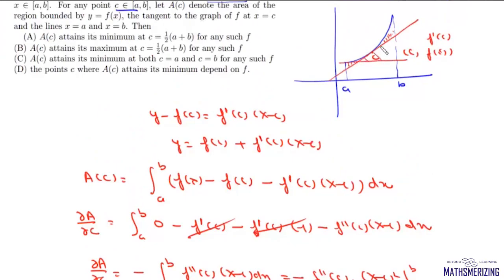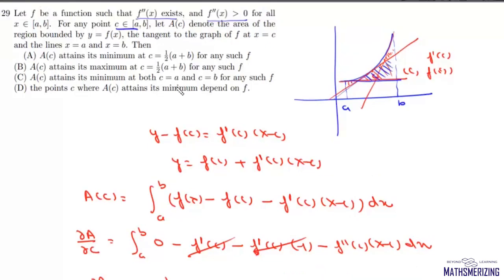Then if we draw a tangent at a, we have this area. At b also, we'll have this area. So this area at c should be the minimum value. Then it has to be option A, which is A(c) attained its minimum at c equals 1 by 2 (a plus b) for any such f.